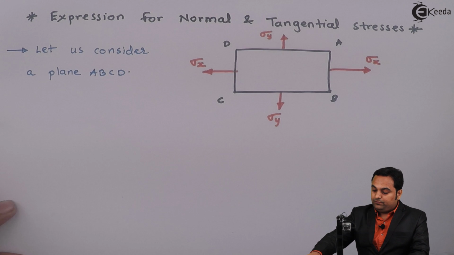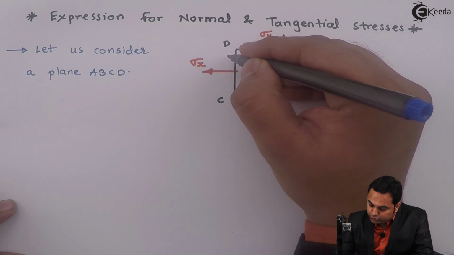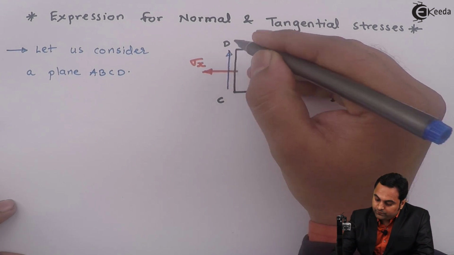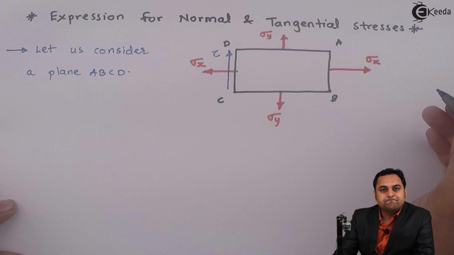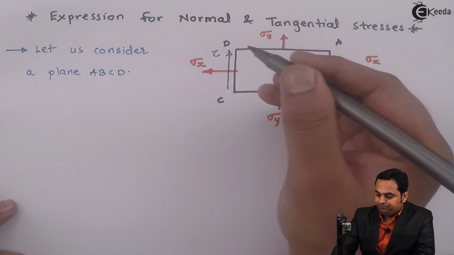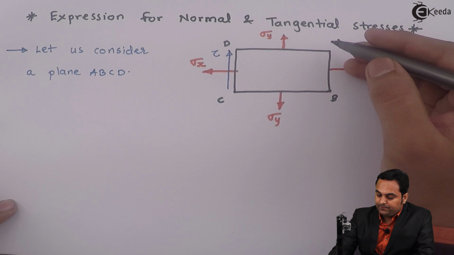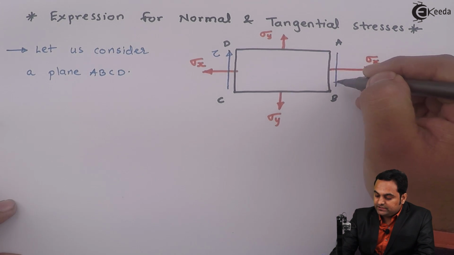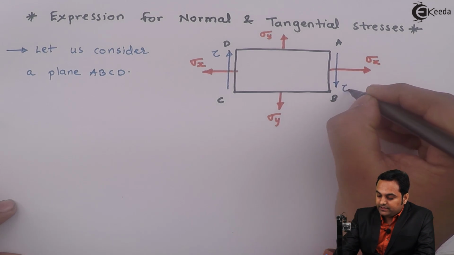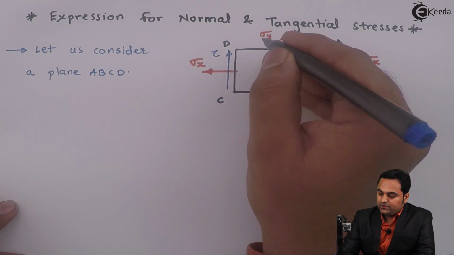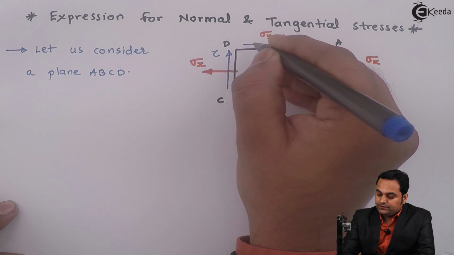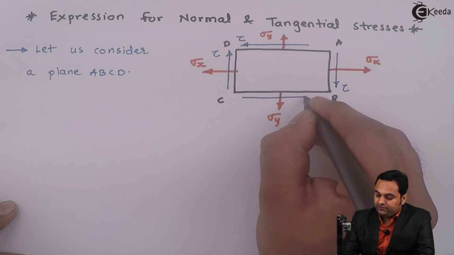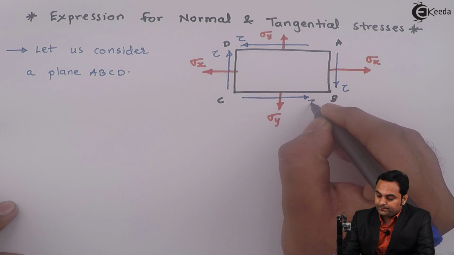Then, apart from this, I'll also denote shear stress tau on face CD. It is acting upward. So, for shear stress to be produced on AB, I'll assume the shear stress is acting in downward direction. Similarly, along AD, the shear stress would be towards left. Along BC, it would be towards right.